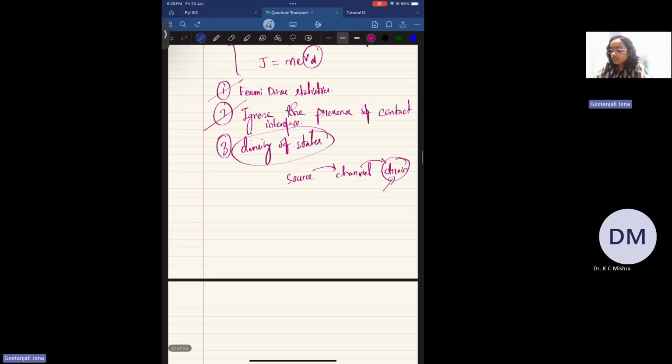Okay. This is the density of states, and the fourth thing is quite related to Fermi-Dirac statistics. So this is the occupation probability.